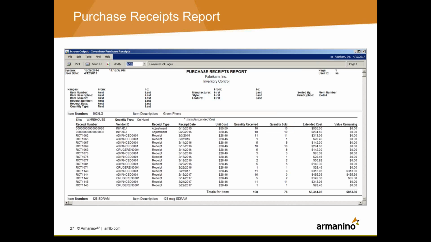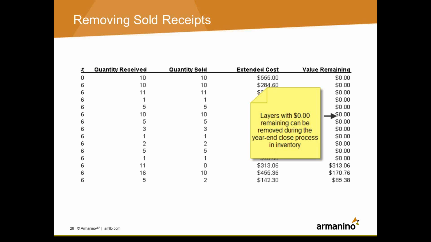Here's an example of the purchase receipts report. You can see in this report there are many layers for any given item number. This report shows all receipts, inventory adjustments, and basic inventory movements. For all the changes where the value remaining is 0, that is the layer that will be removed.